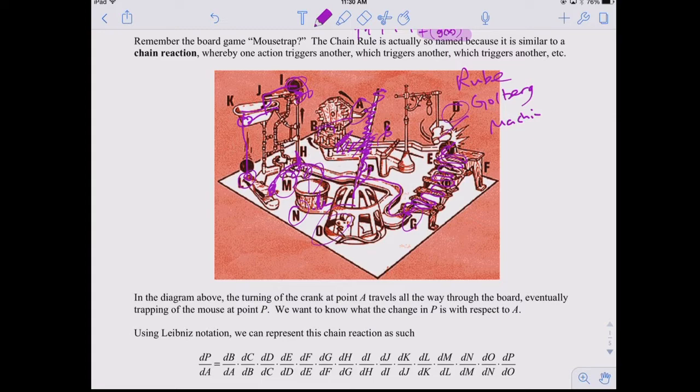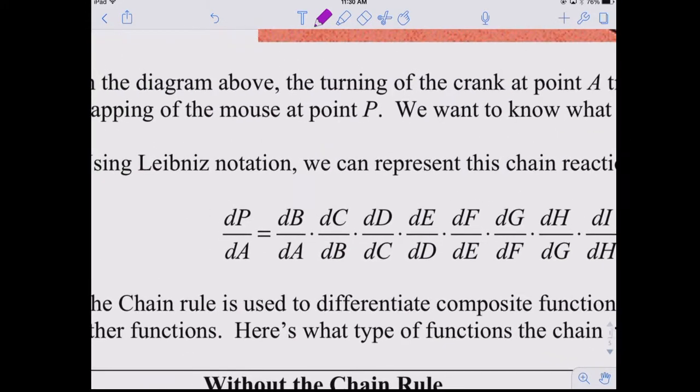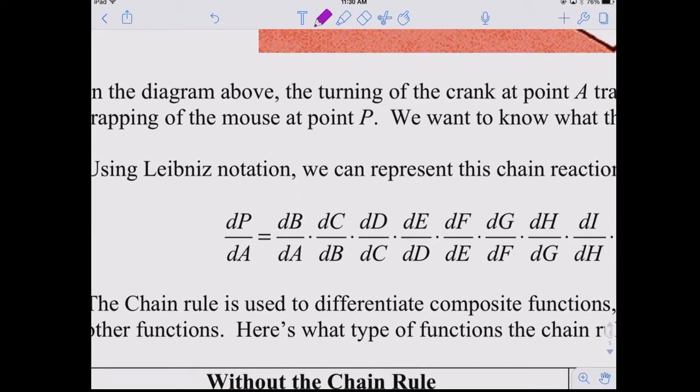Tom and Jerry cartoons, you ever see those? Those were always good. Tom was always trying to come up with clever ways to catch Jerry. And of course, Jerry was always clever enough to circumvent him. But here's what this is in the chain rule.